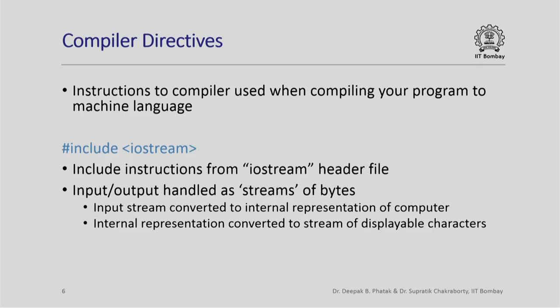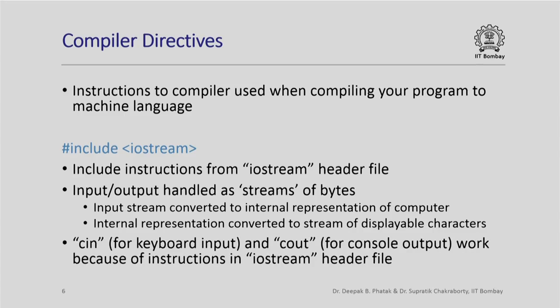Now who is going to do this conversion? There are special entities called cin and cout, which you might have already seen in C++ programs. These are the entities that we are going to use for inputting from keyboard and for outputting to console. And how do these work? These work based on instructions that are present in the iostream header file. So unless we tell the compiler to include the instructions from the iostream header file, we will not be able to input values to our program or output values from our program using cin and cout.